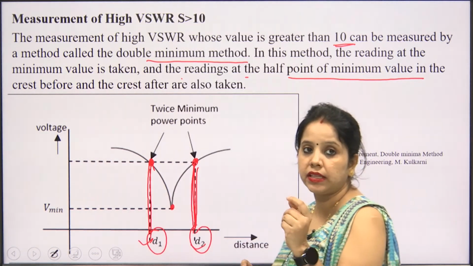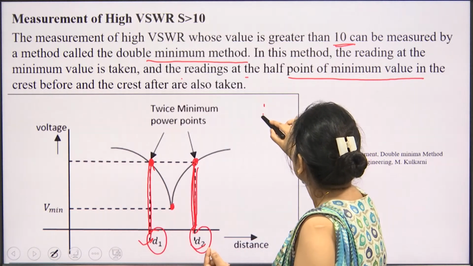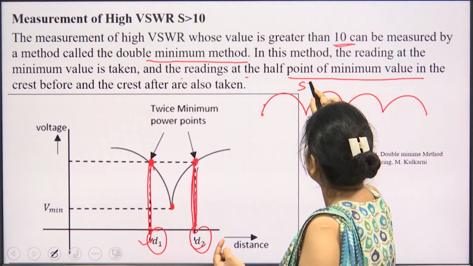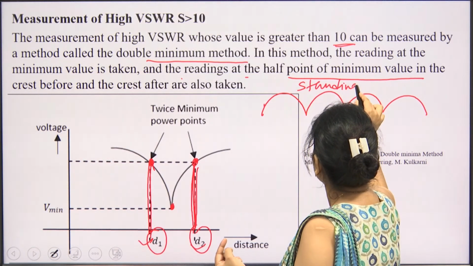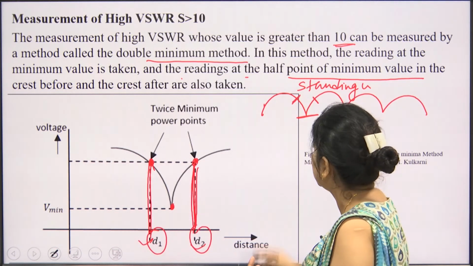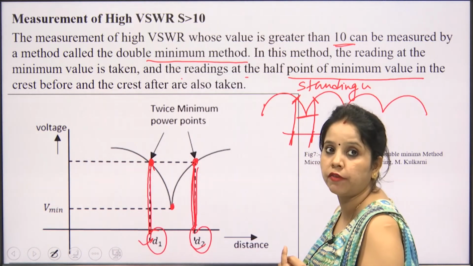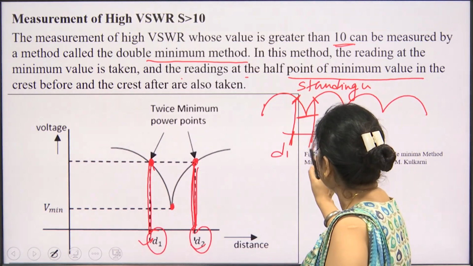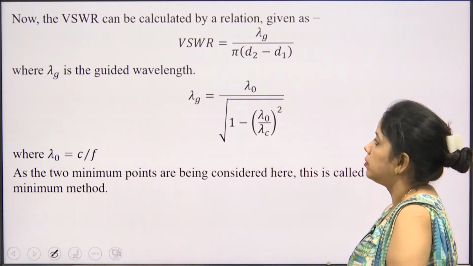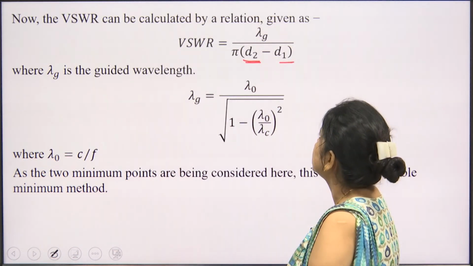So in the double minima method, what are we going to do actually? We first of all get the minima, where the standing wave is obtained. We take the half power point at both positions. In the slotted line we check at what point we get the half power point of the minima, which is represented by D1 and D2, and by using this we are able to calculate the VSWR. So we get D2 minus D1.